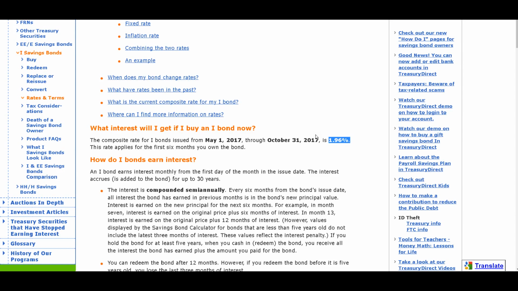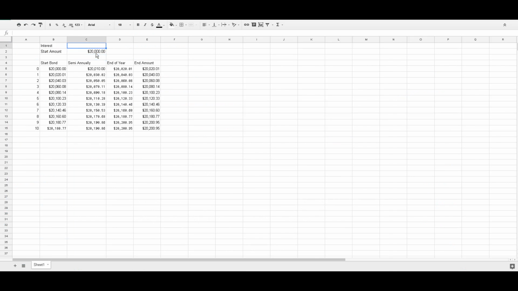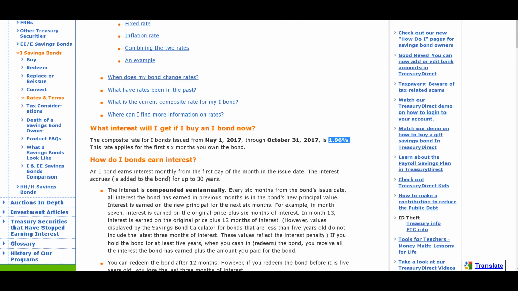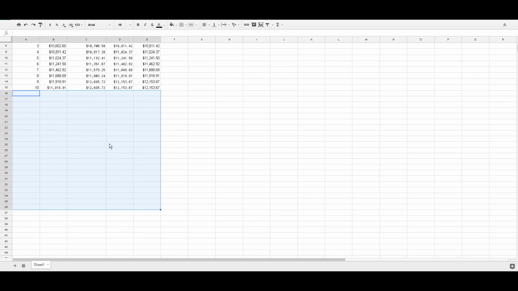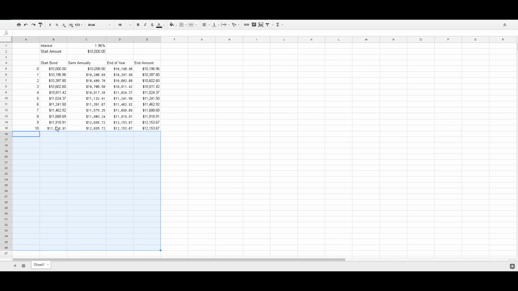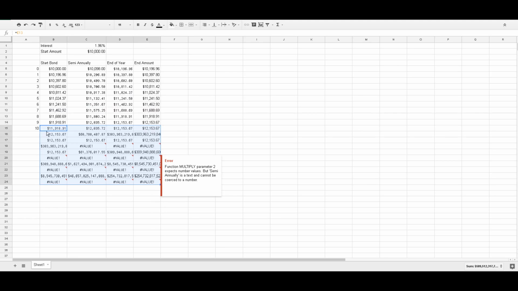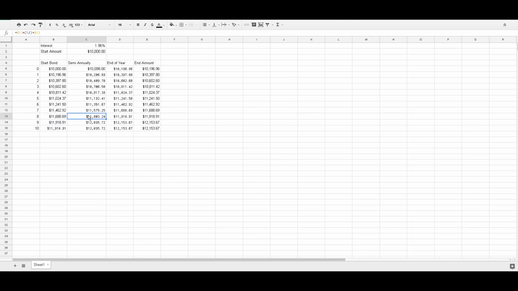On the other hand, this one, 1.96, if we put $10,000 at 1.96, after 10 years you would have about $12,000. And of course, if this continued for 30 years, it would be, I would say, maybe around $20,000. I can't do the math on this because if I click and drag this right now, it comes up with some funky numbers. I had to manually go through and add my calculations in there.